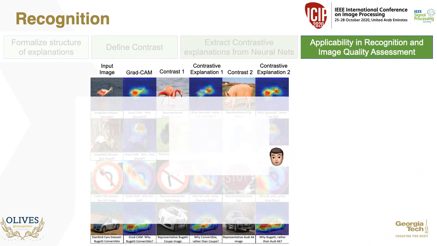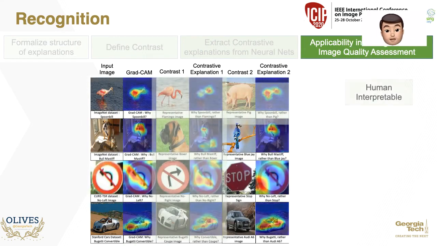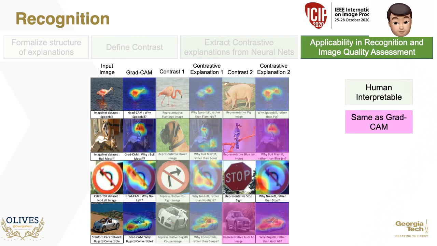Consider the Bugatti convertible and the coupe. The contrast lies in the open top of the convertible. These are all human interpretable. That is, we can relate to the results. The grayed out results in this case are human interpretable. The results in purple are the same as Grad-CAM. This would mean that the same features used to say YP are also used to find YP rather than Q.